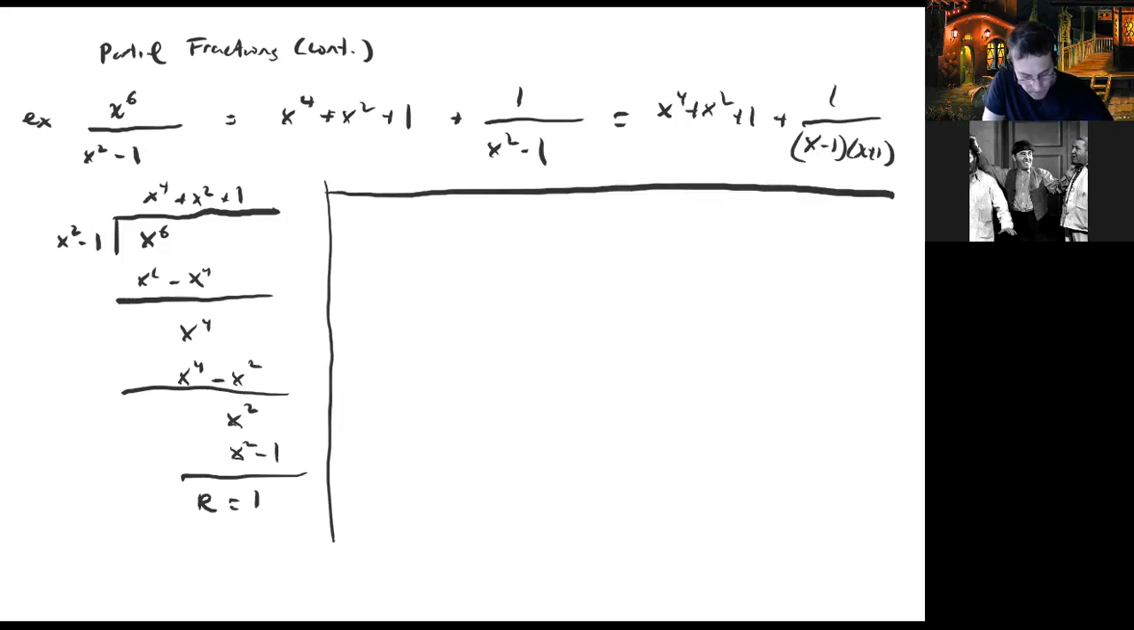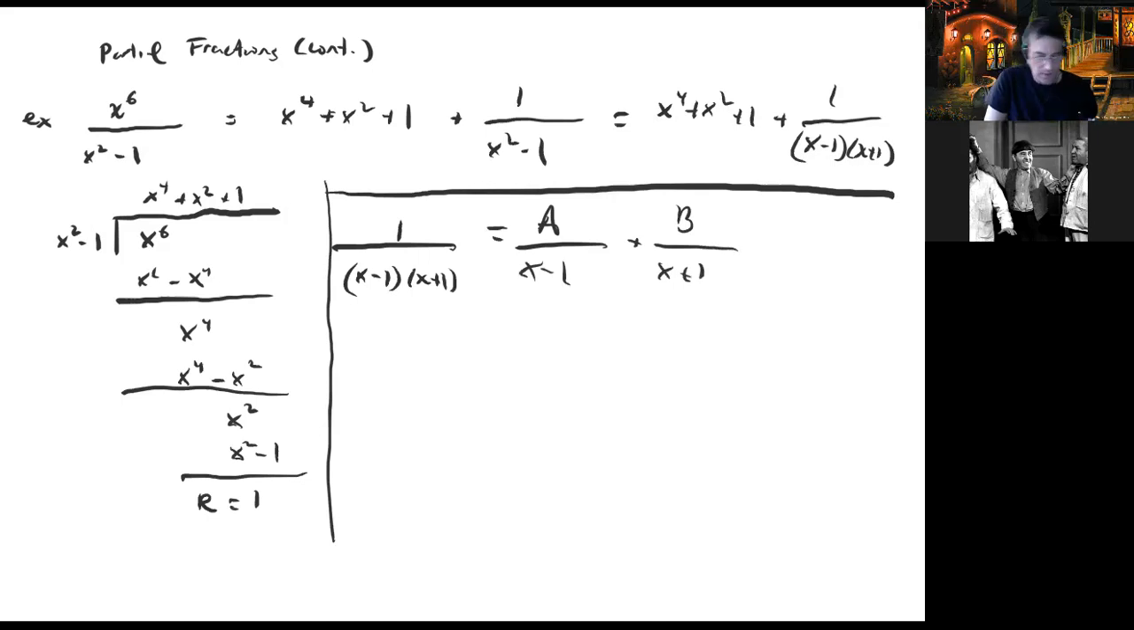So we have 1 over x minus 1 times x plus 1. If you recall last time, this is some number a over x minus 1 plus some number b over x plus 1 to be determined. So what we're going to do is multiply by the denominator on the left, both sides. We get 1 equals a times x plus 1 and b times x minus 1.